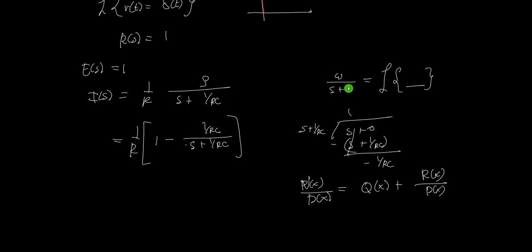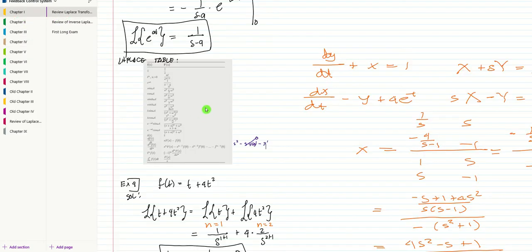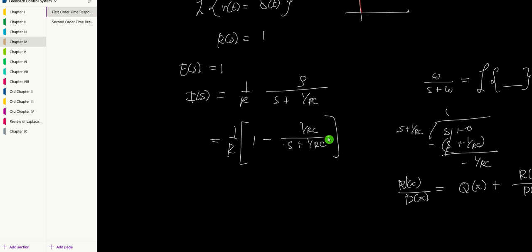Omega all over s plus omega. Then we go back again to the table, chapter 1, and that is actually this one, 1 over s minus a. This is minus if this is positive, e raised to at. So we can use that. So the Laplace of this one will be e raised to negative omega t, or at if it's a, since this is positive.